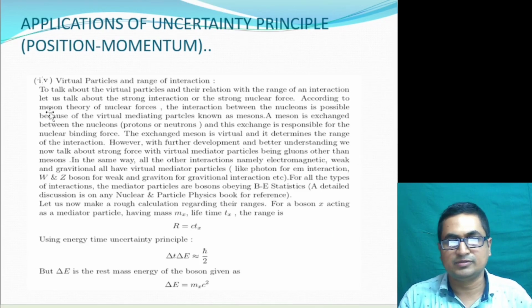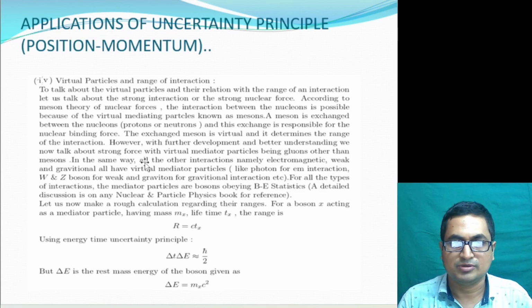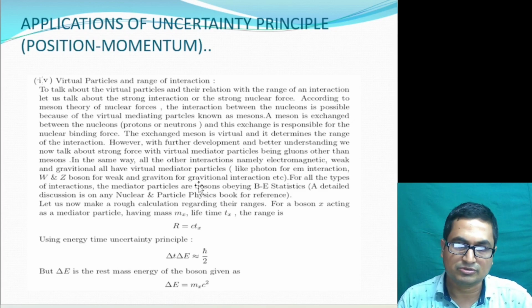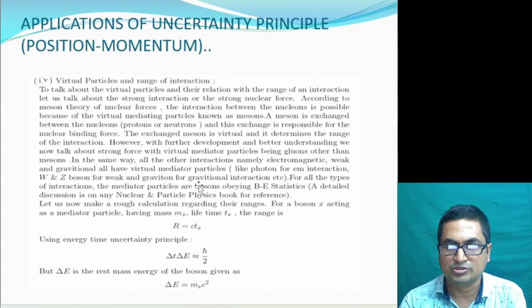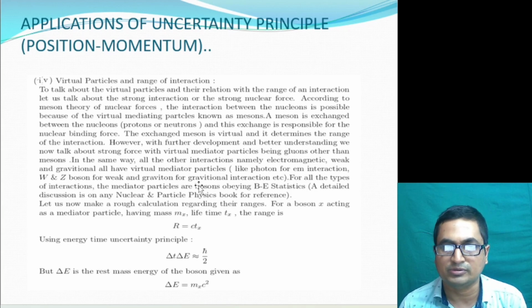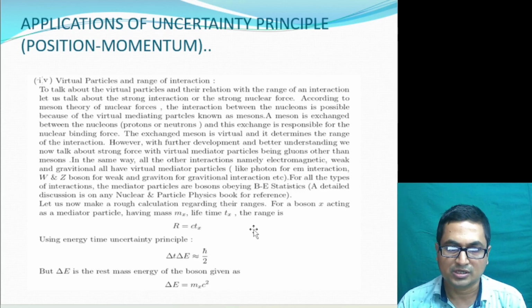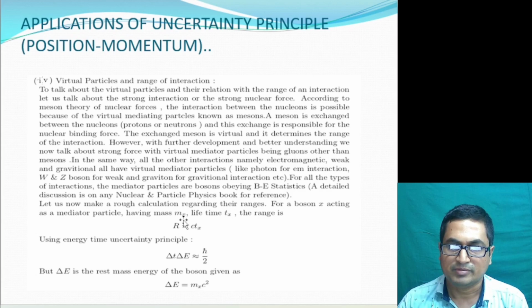Now regarding the fifth application, that is virtual particles and range of interactions. We can find out how different kinds of forces, whether strong or electromagnetic, have a range, and the range of the intermediate particle we can determine using this Heisenberg uncertainty principle. For example, take a boson acting as a mediator particle having mass mx and lifetime tx, the range is r equal to c into tx. Usually we take the intermediate particle moving with the speed of light, that's why it is c into tx.